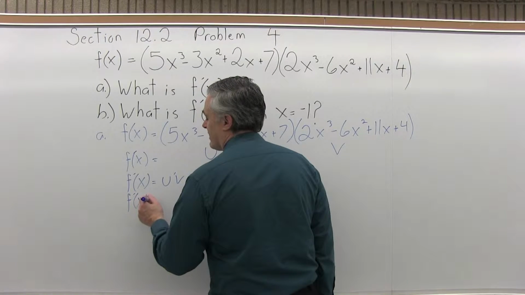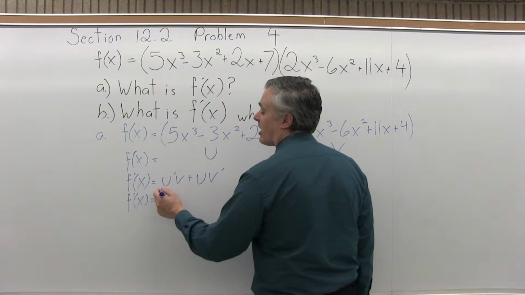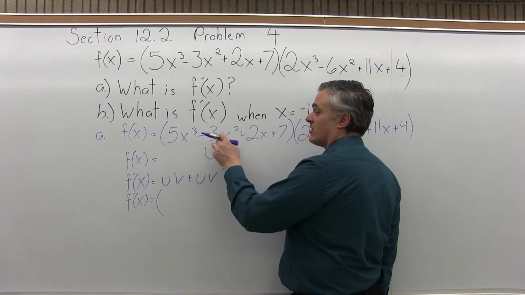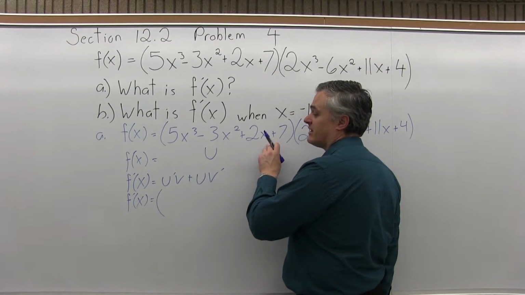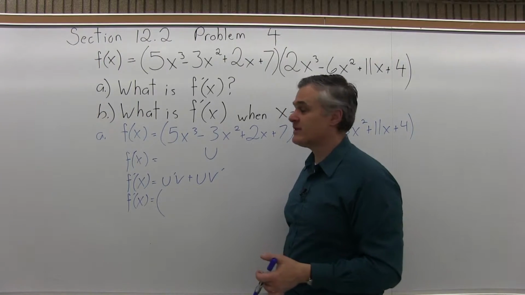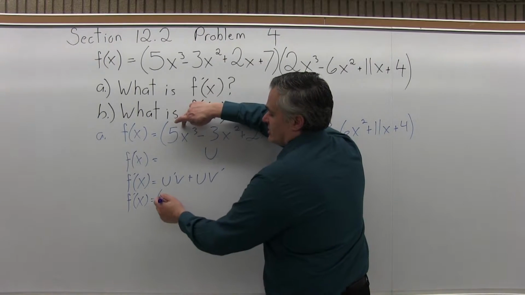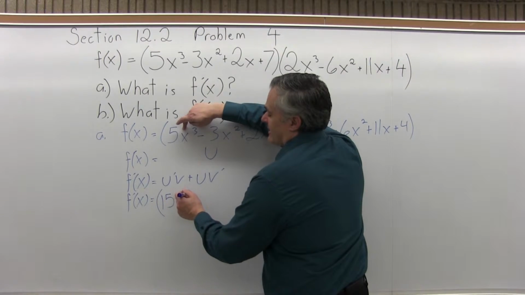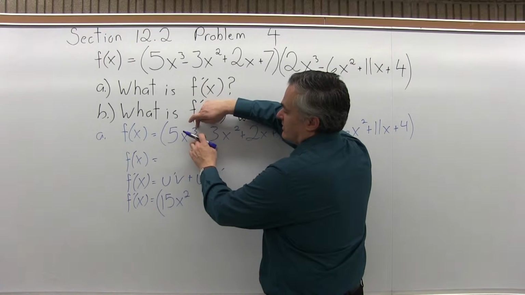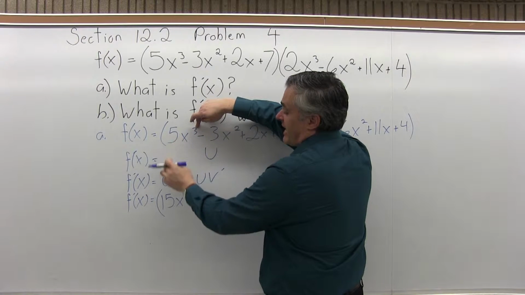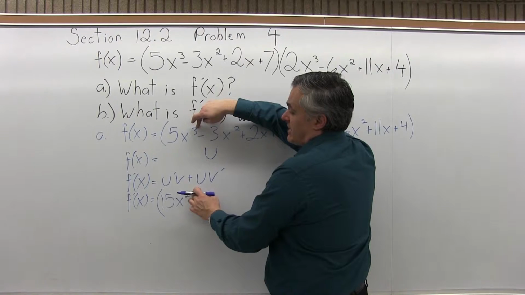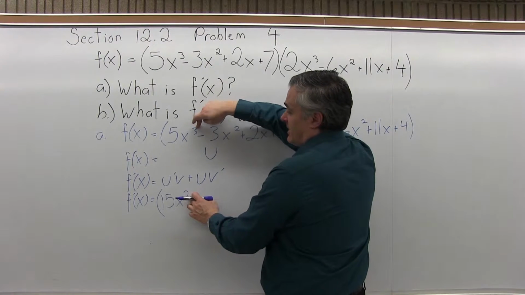So f prime of x is, so the first piece is u prime. So u is the first set of parentheses, the 5x to the third minus 3x squared plus 2x plus 7. U prime will be the derivative of that. So the 5x to the third will be 15x to the second. And the reason for that, the exponent of 3 comes down times the number in front of 5. 3 times 5 makes a 15 in front. X to one less power, the third power drops down to a second power.